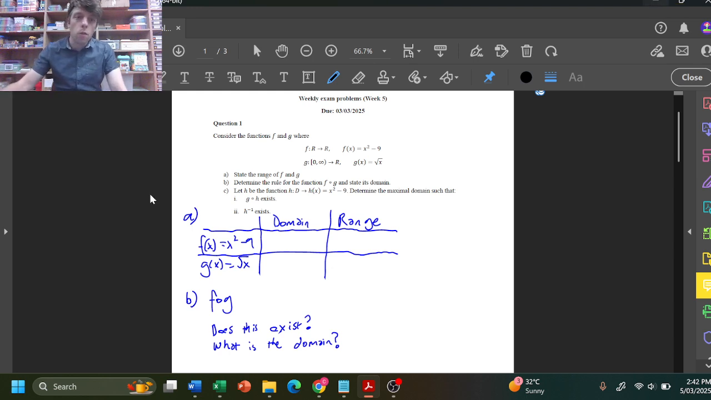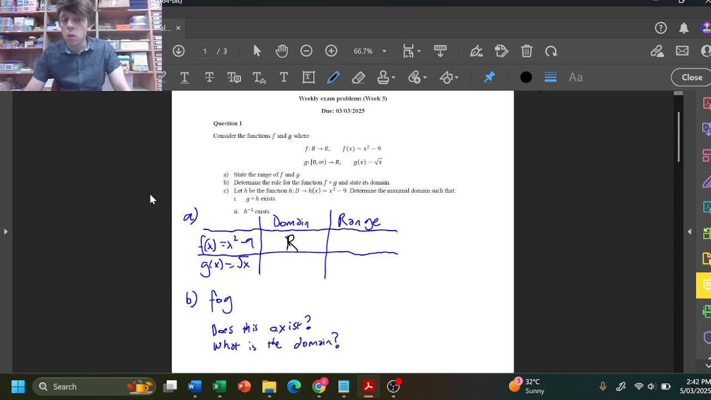So starting out with question one, we need to start by stating the range and domain of these two functions. So this is a composite function type problem, so we need to know what the domain and range of both of these are in order to answer anything to do with combinations of functions. Starting out with this, we have a quadratic, x squared minus 9. The input x can be anything, so the domain is equal to R. In general, a polynomial will always have a domain of R, unless, of course, it contains a square root.